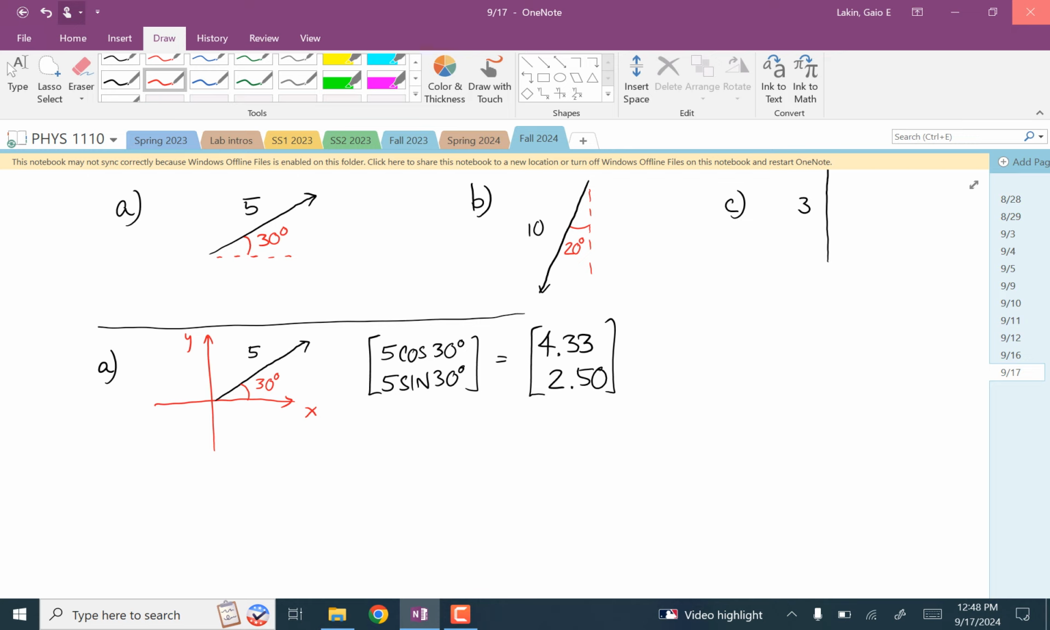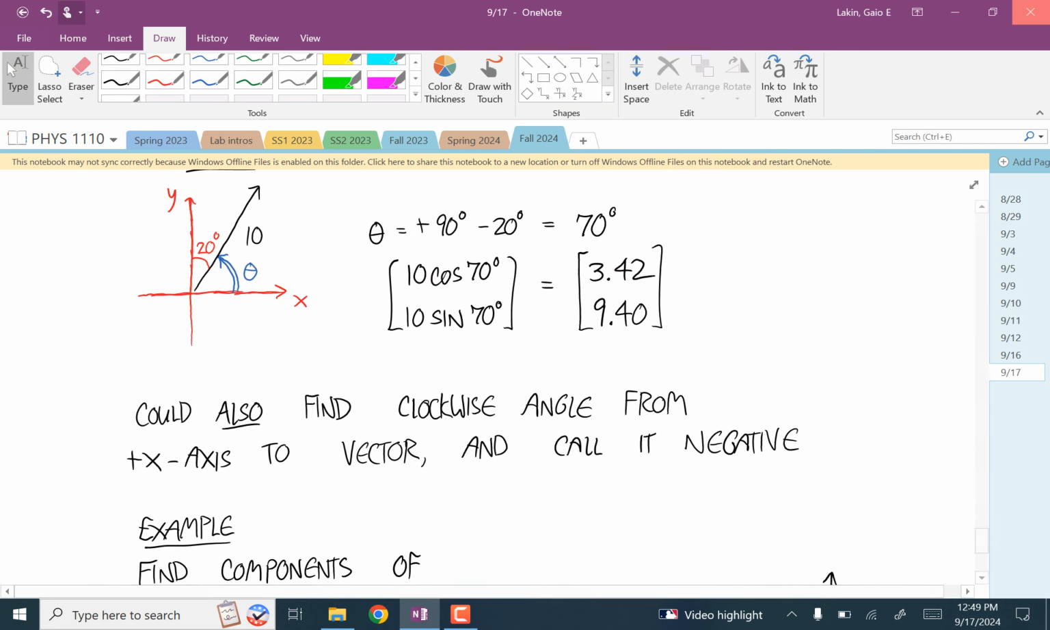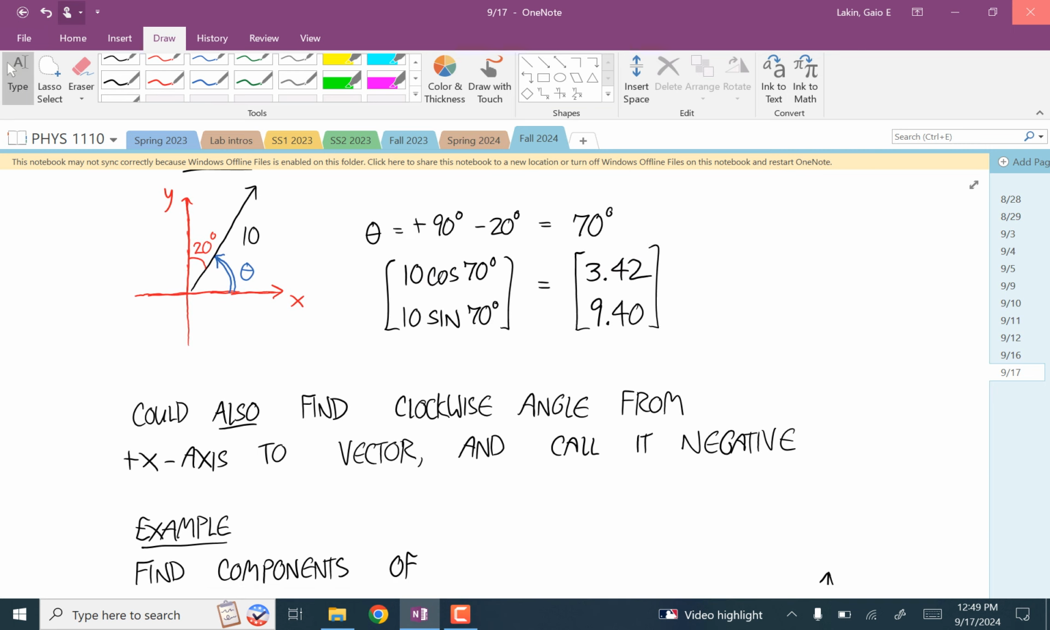Why was the other one different? Is it because we have to go from the y and go down? That's right, because it would have been 20 if what you had to do was start at the positive y and rotate clockwise to hit the vector, but that's not what we do. We start here and go this way. So we need to know this angle, and that's not this 20. So we have to figure out based on that 20 what it is.